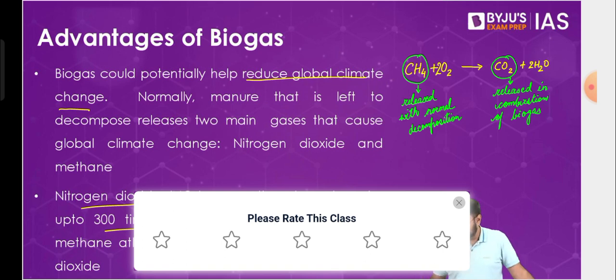ISRO is ready to launch the Aditya L1, and what is the meaning of L1? We discussed this so much. Ashish, I think you were not in the class then, because day before yesterday we properly discussed this.